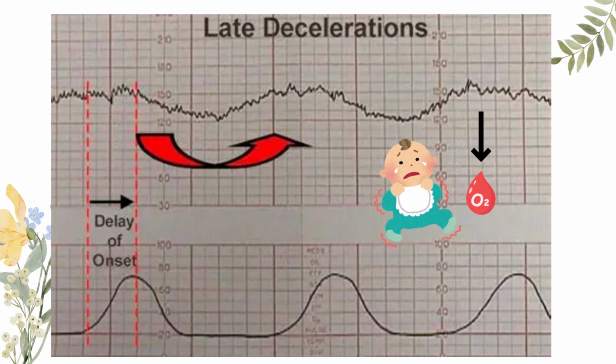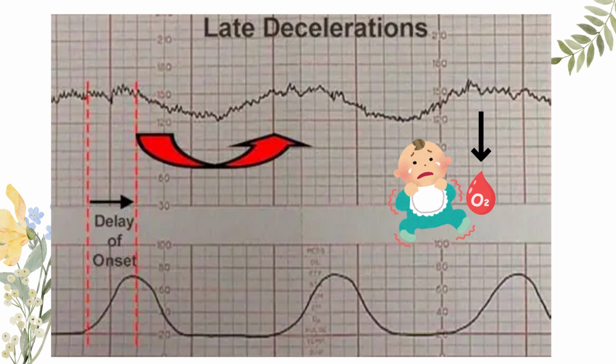The next one are late decelerations. This is where you have the peak of the contraction. So you'll see where it is that contraction where it's in red, the peak of the contraction, the top of that hill, the heart rate starts to drop. Okay, then it goes back to normal. Mom has another contraction and then it drops again.